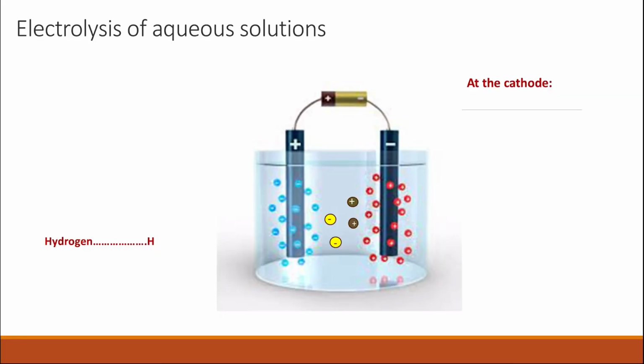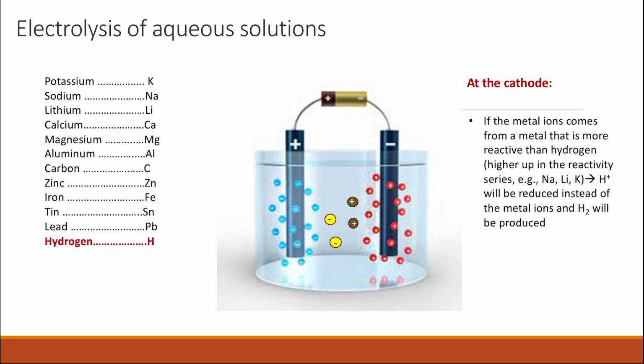So let's have a look at the cathode. So the cathode is the negatively charged electrode, and there will be two positively charged ions. The first one is the hydrogen from the water. The second one is the metal ion from the dissolved salt. So if the metal ion comes from a metal that is more reactive than hydrogen, which means it's higher up in the reactivity series than hydrogen, something like potassium, sodium, lithium, calcium, and so on, then the hydrogen ions will have the preference to be reduced at the cathode.